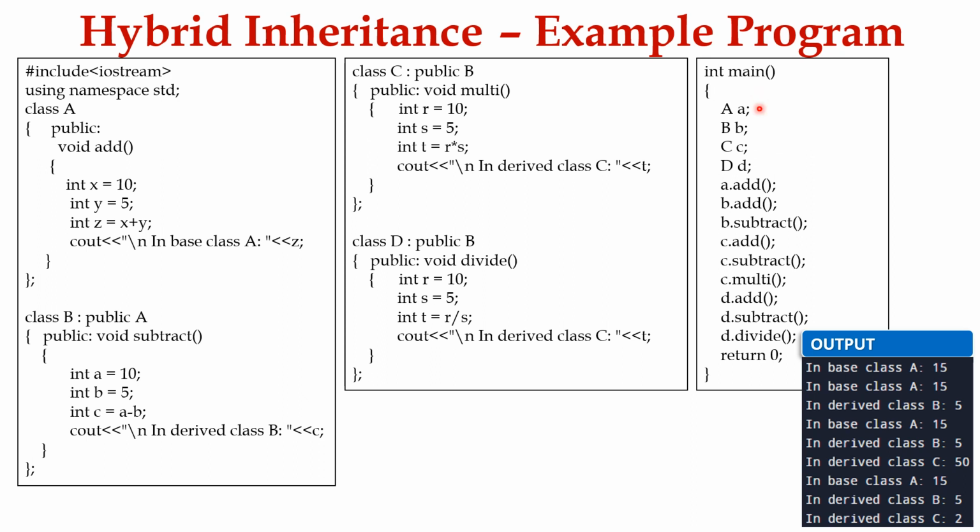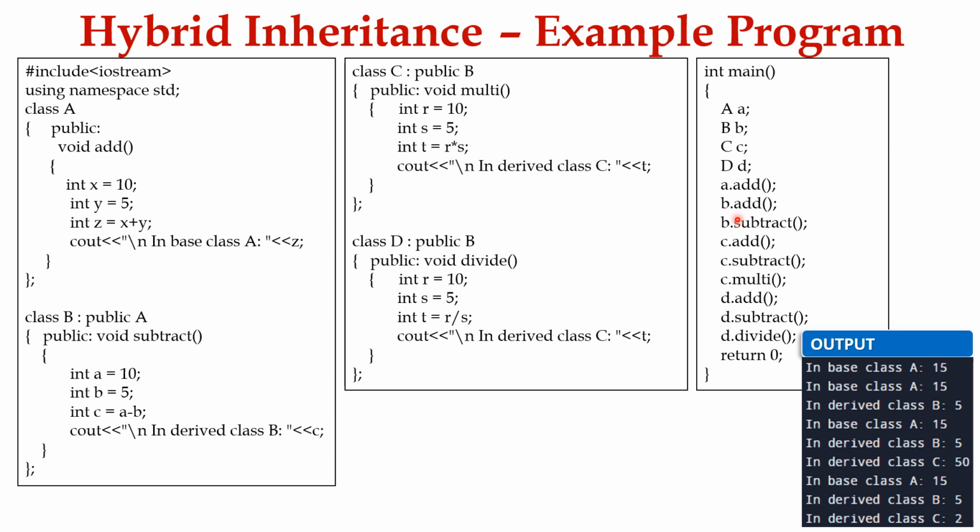In the main function, we have created the objects small a, small b, small c, and small d for the classes capital A, capital B, capital C, and capital D respectively. Using the class A object small a, we can access the function which is defined in class A.